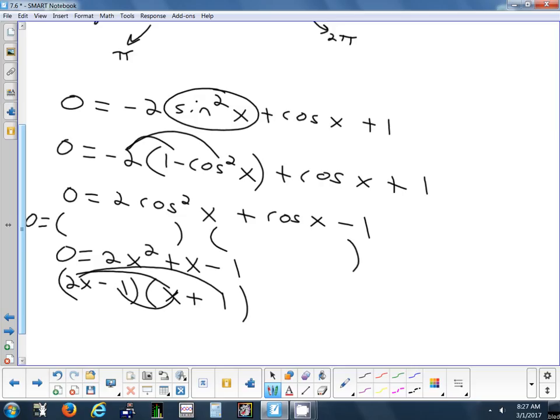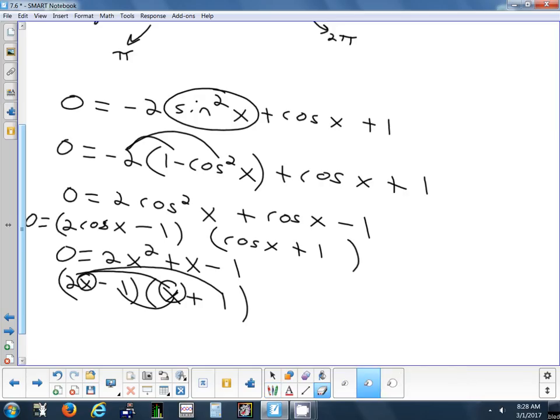So now, that's not really my problem, it's similar. What does the one above it factor as? 2 cosine, no, not squared. 2 cosine x minus 1. And what about the other one? Not a 2. Cosine x. We're just replacing these two things with cosine x. So cosine x plus 1. Okay.